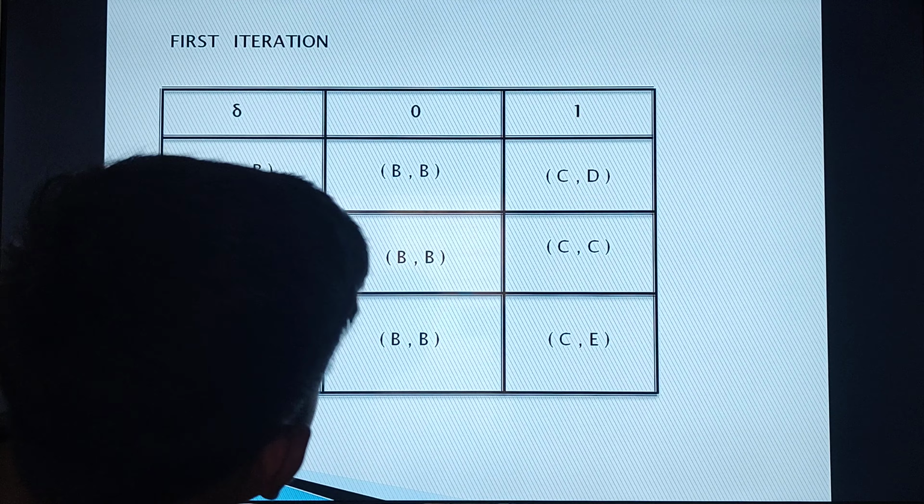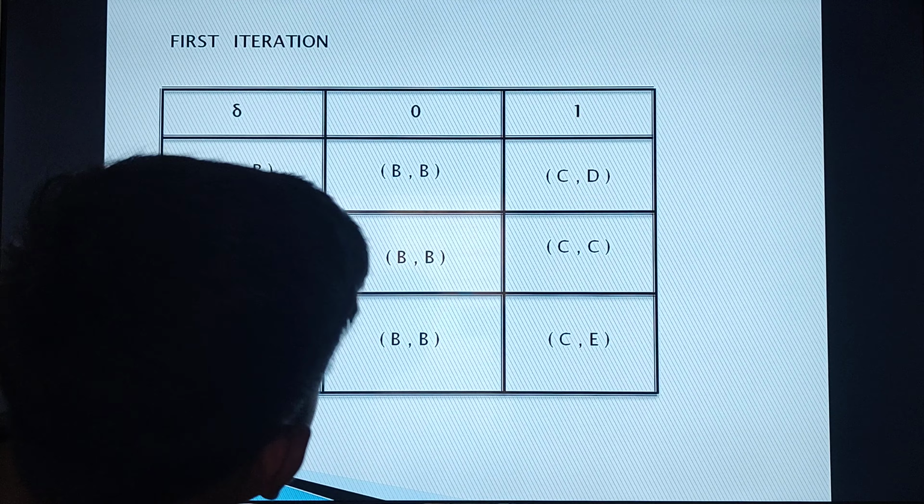DFA consists of Q, sigma, delta, Q naught and F, which is a finite set of alphabet denoted by sigma, a finite set of states denoted by Q, a transition function delta, where delta of Q naught on a is equal to Q1, a start state Q0 and final state F. Notation of DFA is done by two types, transition diagram and transition table.